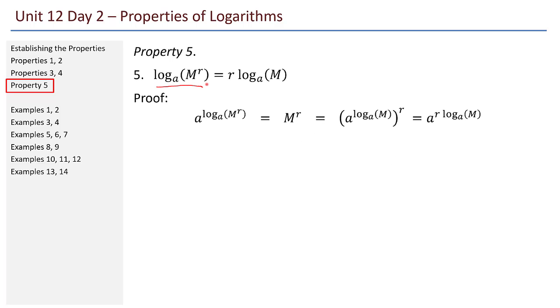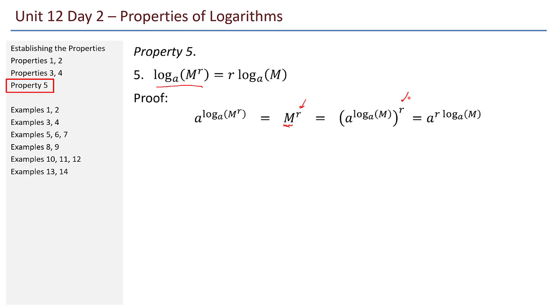Take the left-hand side and make it the exponent of a. So a raised to the log base a of m to the r. Now use that property 1, and this is just m to the r. Now the m, use property 1 to rewrite the m as a to the log base a of m. And this r hangs around, it stays outside.